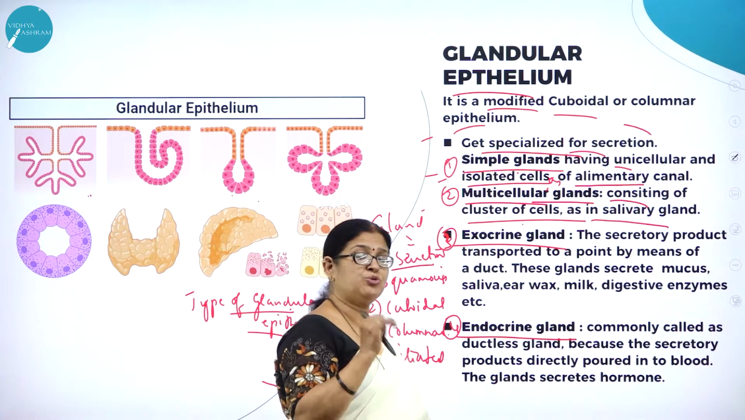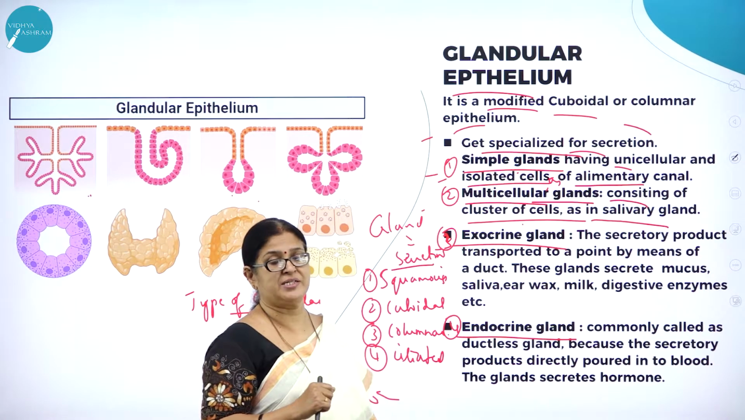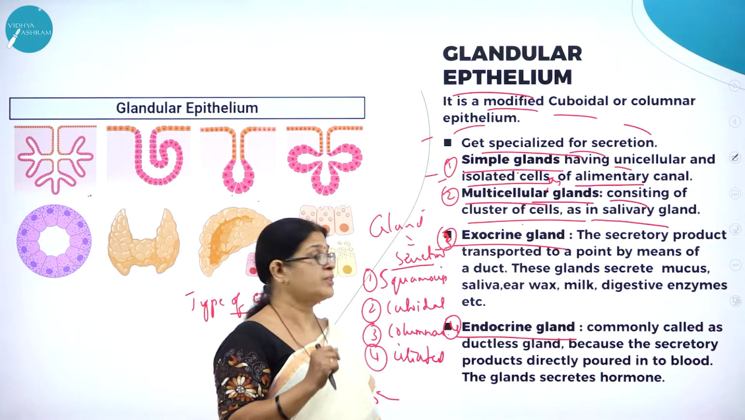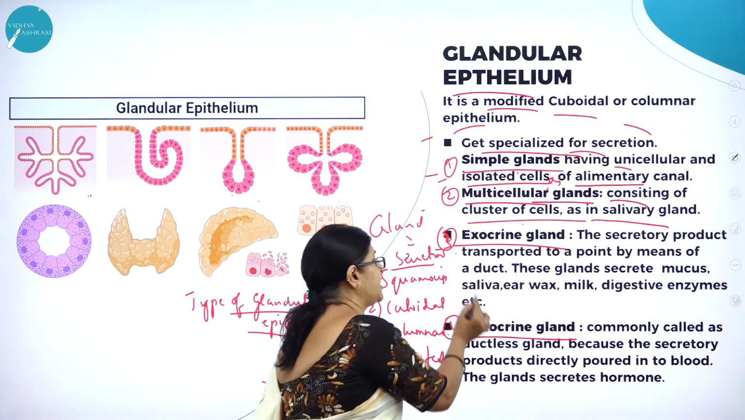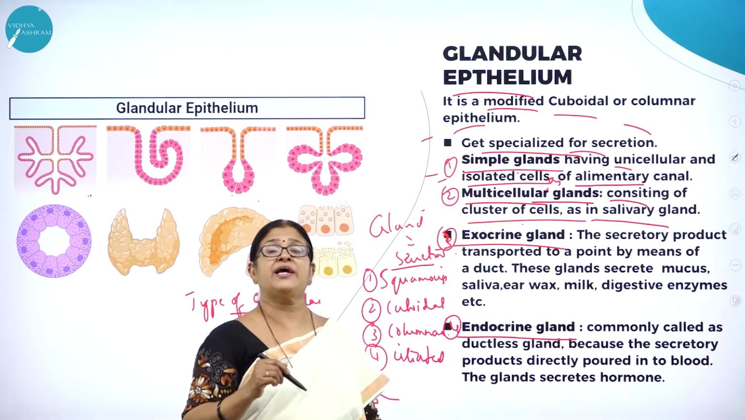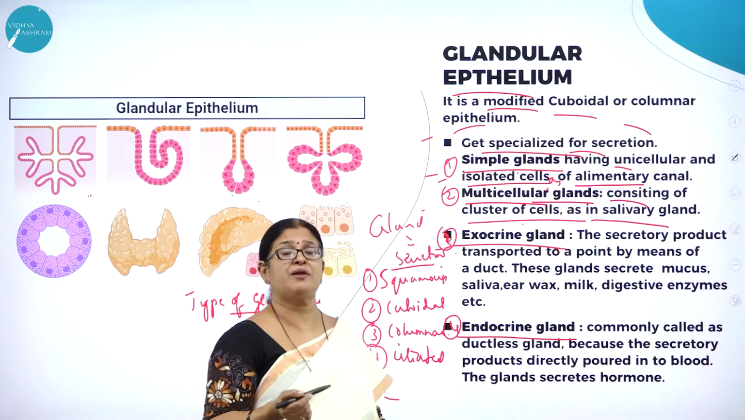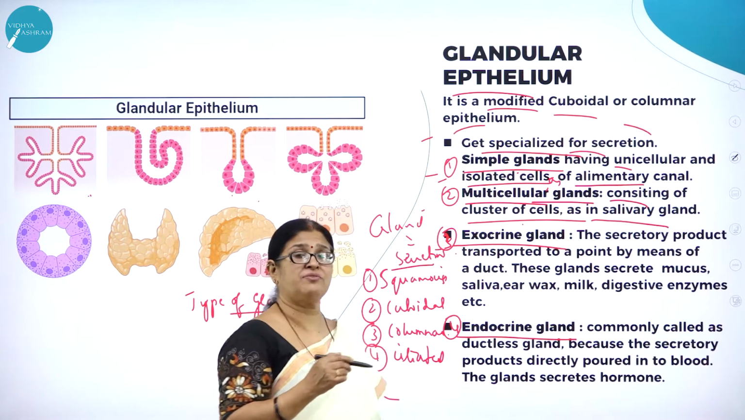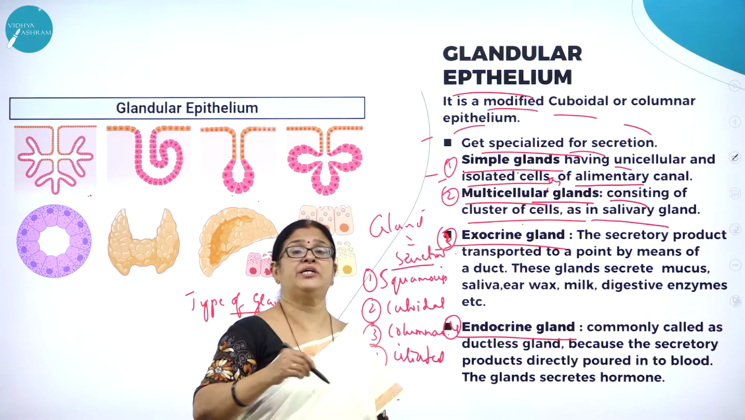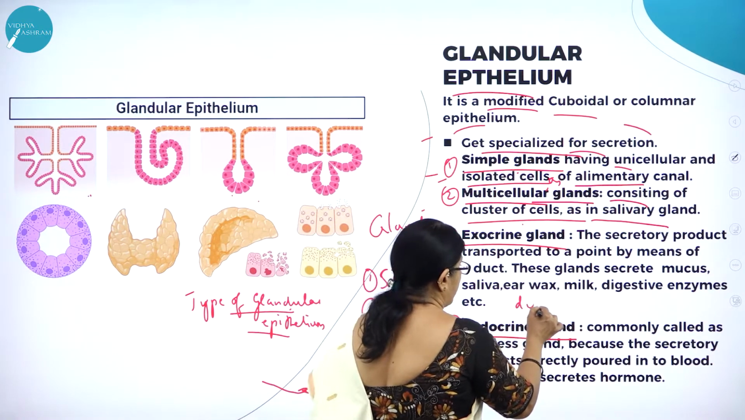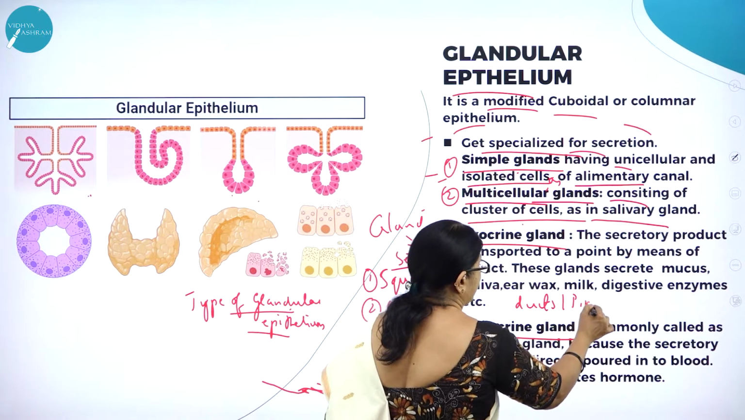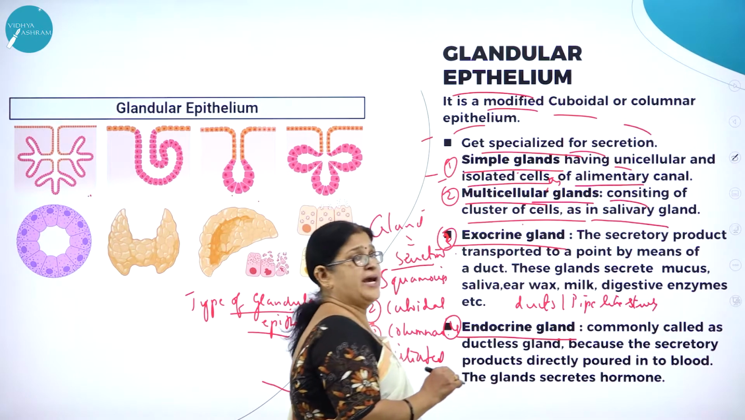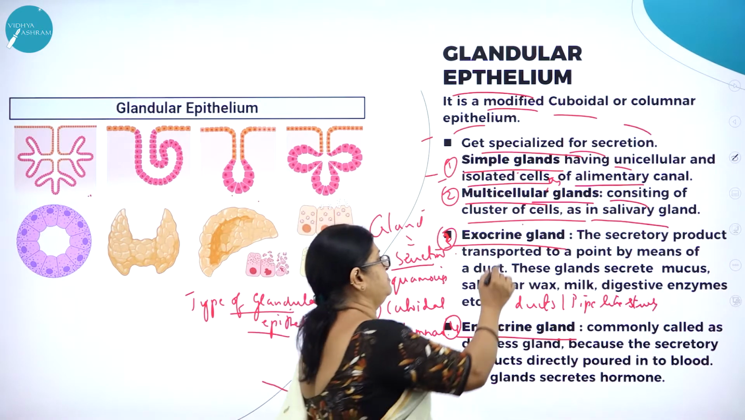Again, there are two types, exocrine glands and endocrine glands. Tear glands are exocrine glands, salivary glands are exocrine glands. What is the difference between exocrine and endocrine? As I said, glandular means the very function is to secrete certain secretions, and the secretions of the exocrine glands pass through ducts or pipe-like structures. Hence, they are called duct glands.